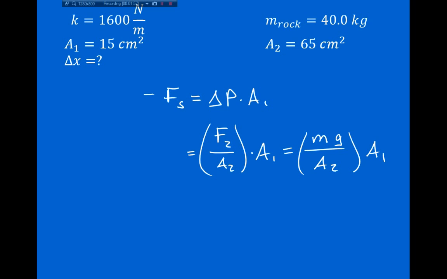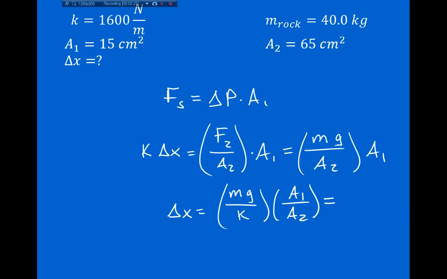Now the last thing we need to do is we're trying to figure out how far the spring gets compressed. So remember, the spring force is equal to the spring constant times the distance that the spring gets compressed. So solving for delta x, we see that delta x is going to be equal to the weight of the rock divided by the spring constant times the ratio of the two areas.